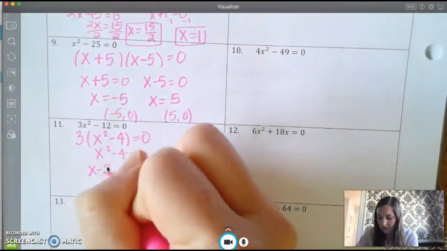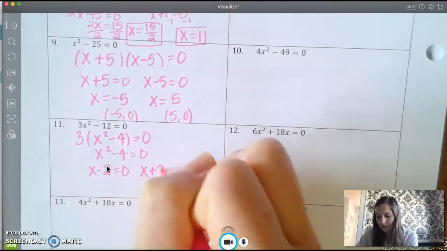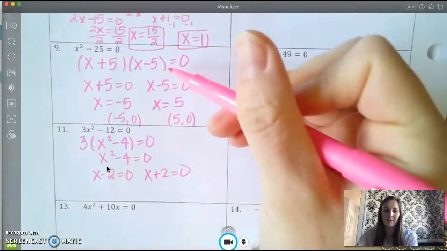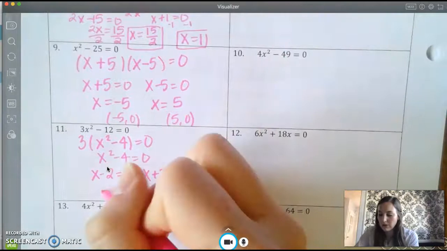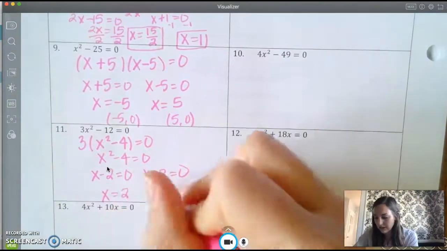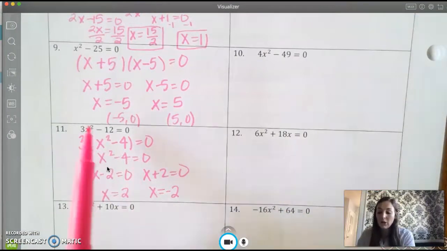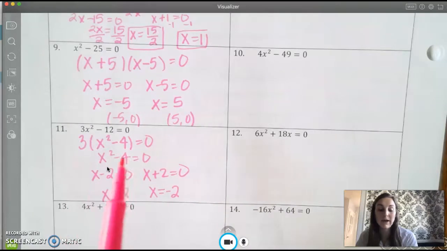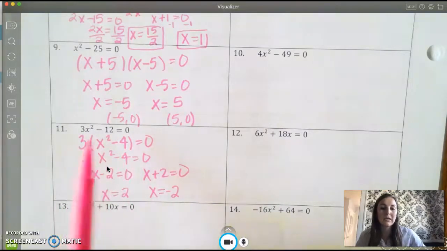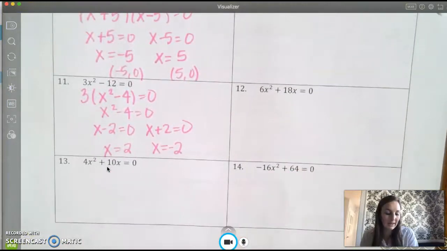So x minus 2 equals 0 and x plus 2 equals 0. Again, like I said, we might skip that phase there. We can set both of those factors equal to 0. So x equals 2 and x equals negative 2. Just to clarify, the only reason this 3 goes away is because when we divide both sides by 3, we can't set 3 equal to 0. But in this next example, we'll see something with that x where we will set it equal to 0.